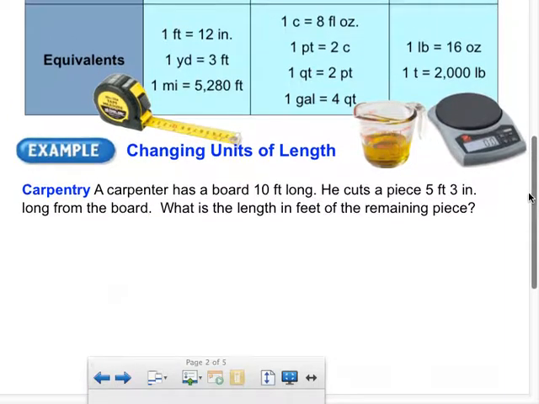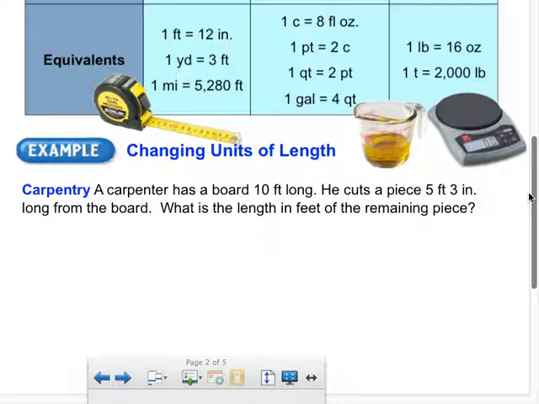Can we answer this question? And I'm even leaving up the equivalence that relates to that. Can I get somebody to read this? Quinn, go ahead. A carpenter has a board 10 feet long. He cuts a piece 5 feet 3 inches long from the board. What is the length in feet of the remaining piece?